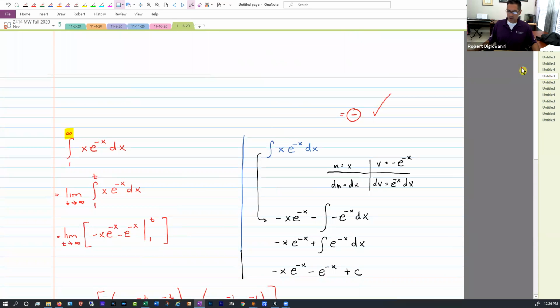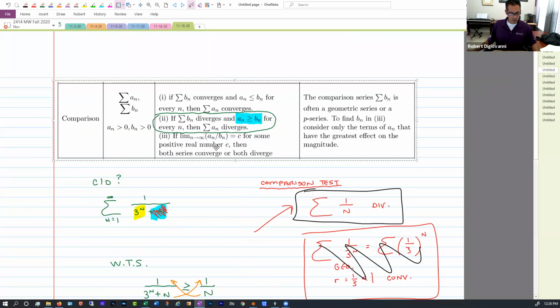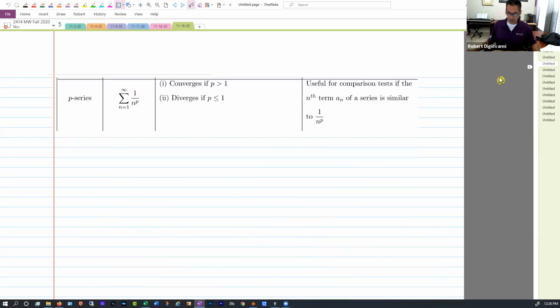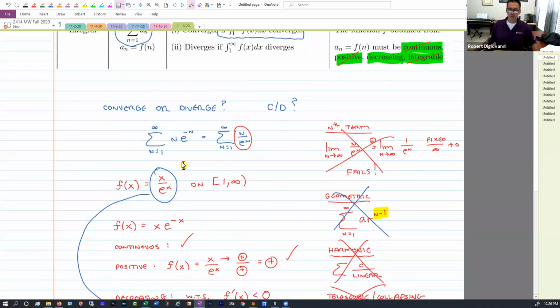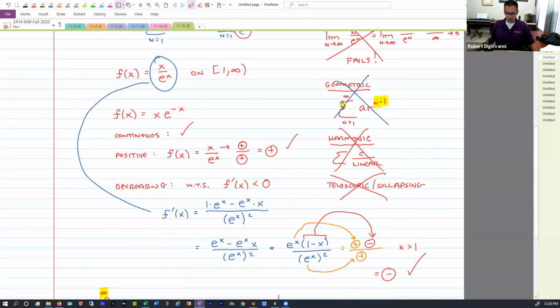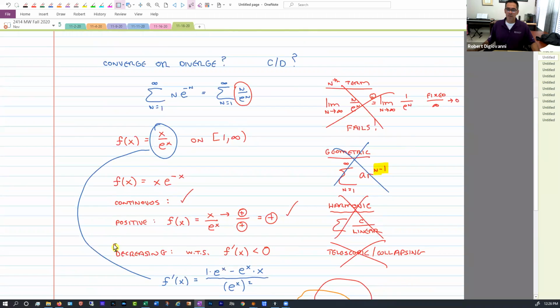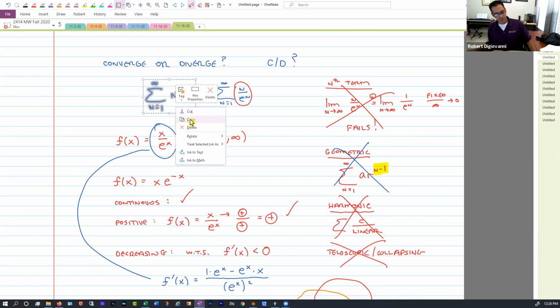What about this one? What about this problem that we did with the integral test? Remember this? I wonder if we could do this one with the limit comparison. Maybe. Let's try it.